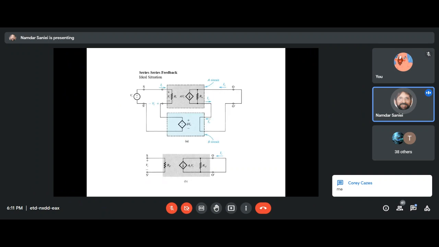Just like the previous one, we started from an ideal situation where we had our amplifier and then the feedback network. In this case, the amplifier was a transconductance amplifier. It takes in a voltage and it gives out a current. So the current is measured in the feedback network, and a sample of it is produced on the other side at the input side that gets added to the input voltage.